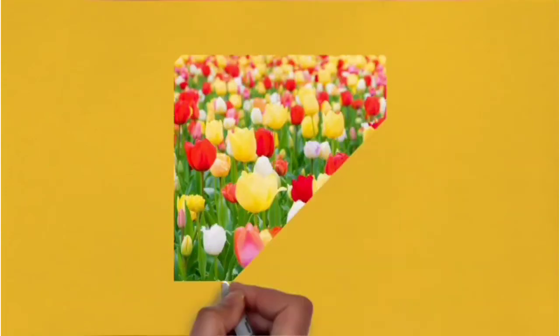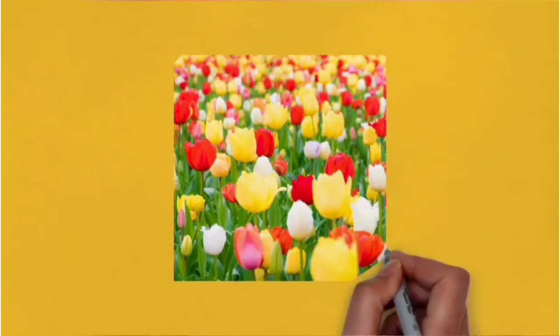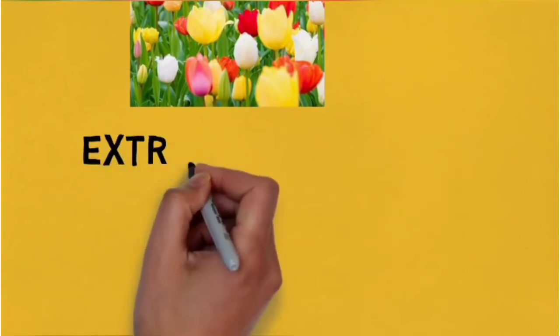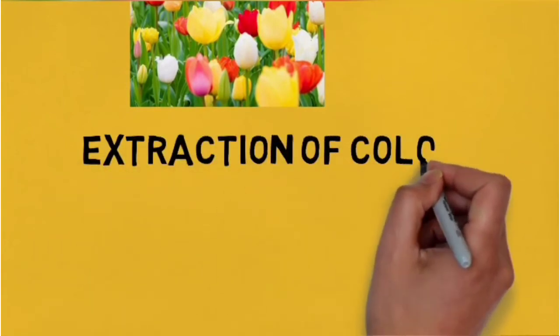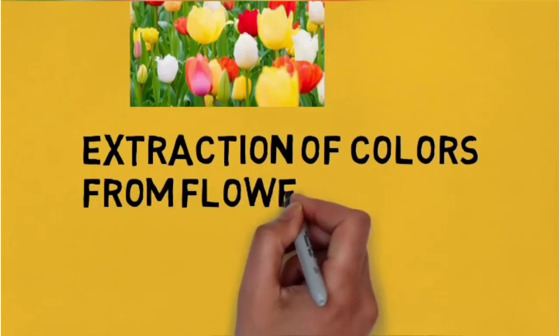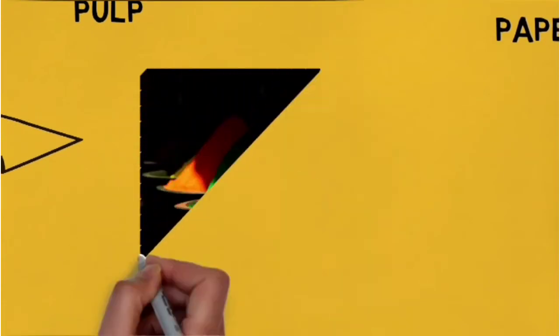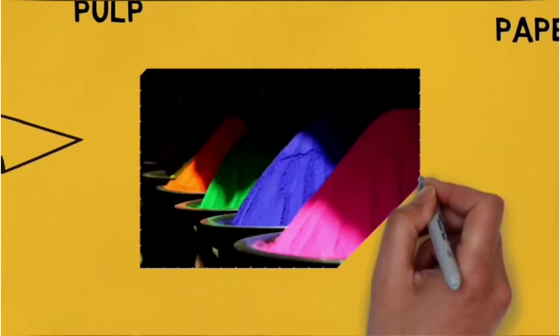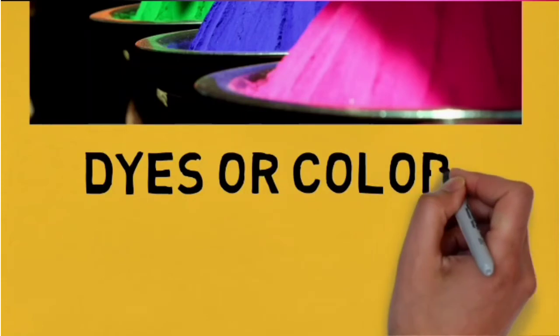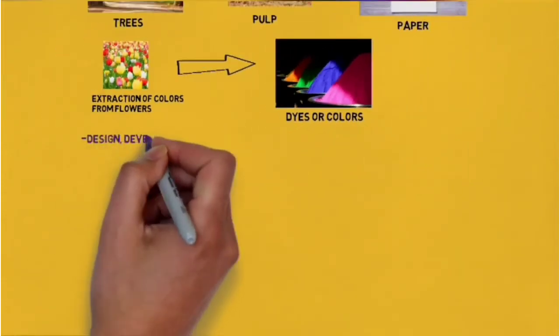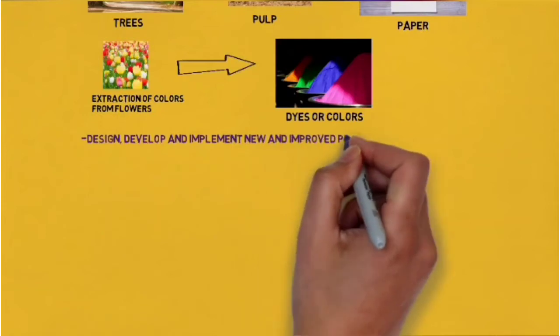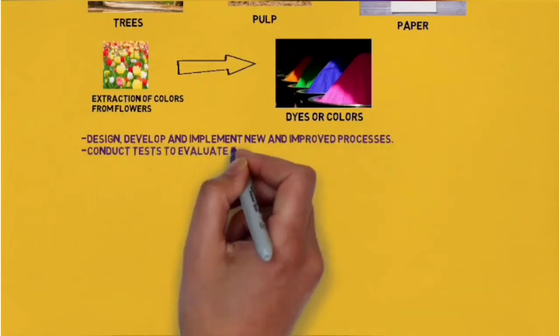So let's take the next example of flowers. Extraction of colors, dyes, etc. can be done from the flowers with the help of an extraction process. In that extraction process, what chemicals are required, what instruments are required, what different temperature and pressure properties are required, all those things can be researched, designed and developed by a chemical engineer. And further, whenever any changes or any further research is required, that can be done with the help of a chemical engineer. Let's summarize these points.